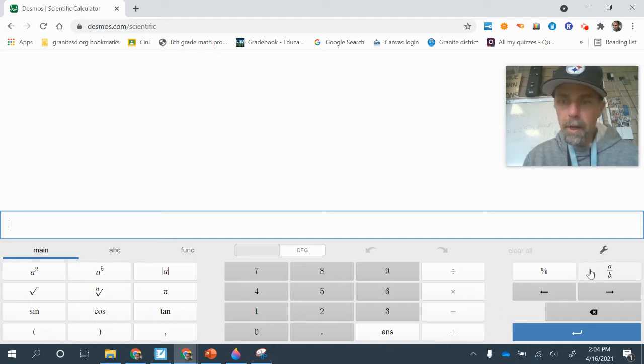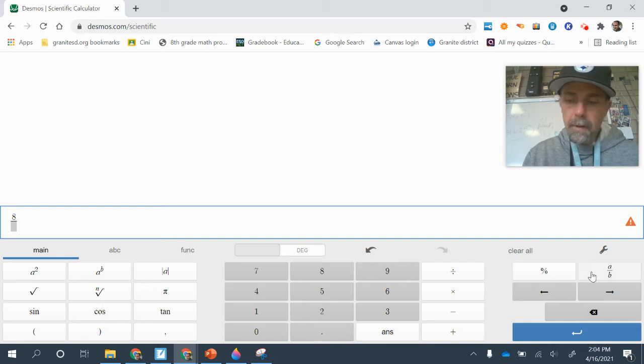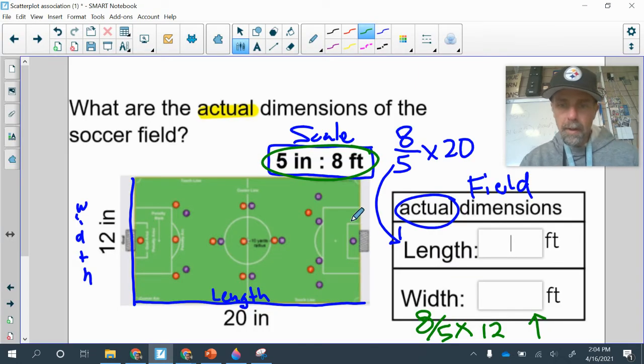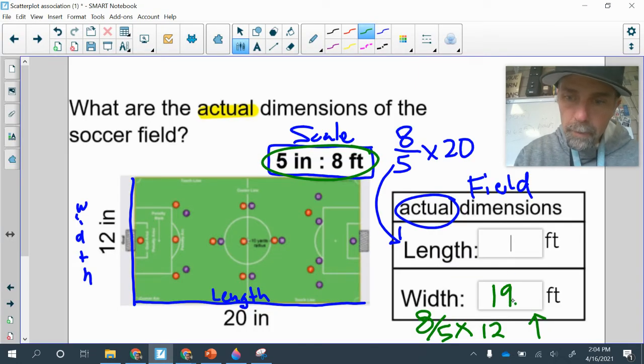So 8/5, here's my fraction button. 8/5 times 12 is 19.2. You see that right here, 19.2. So 8/5 times 12 is 19.2 feet.